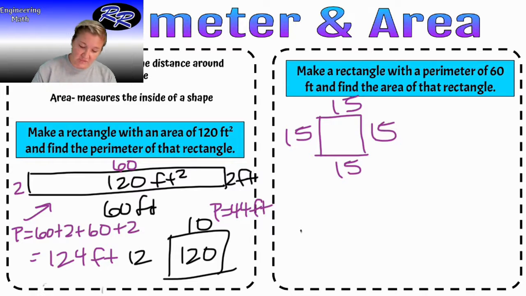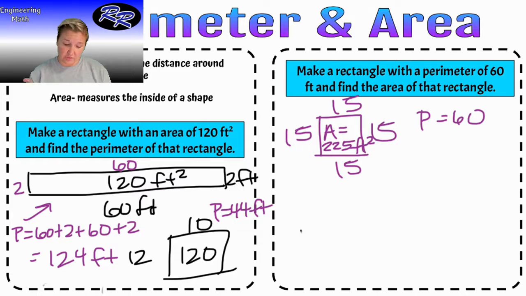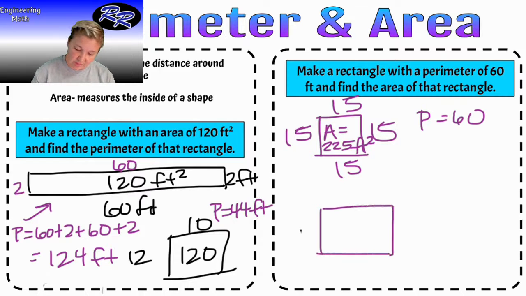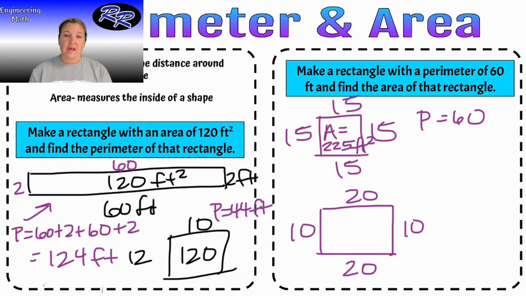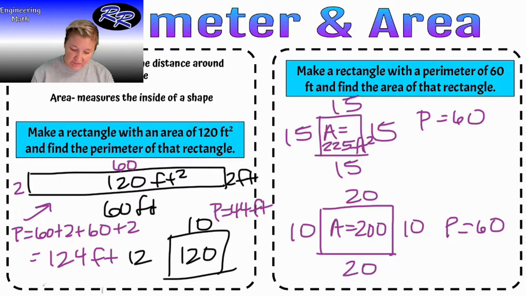So 15 by 15, the area here is going to be 225 feet squared, and the perimeter is still 60. Now, I could have another rectangle that is 20 by 10, and adding up all those sides, the perimeter is still 60, but the area here is 200 feet squared. So it's not as different as our first one, but the area is still different.